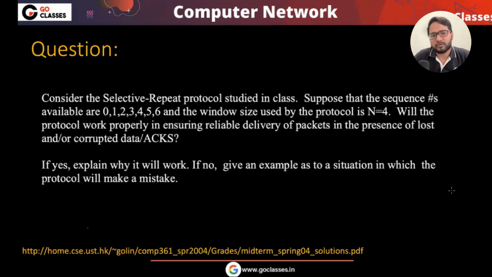Now let's just solve this question. This question is saying, consider the selective repeat protocol studied in class. Okay. Suppose that the sequence numbers available are 0, 1, 2, 3, 4, 5, 6, and the window size used by the protocol is N equal to 4. Now, will the protocol work properly in this case? What do you think? If the sequence numbers are this and you are sending 0, 1, 2, 3, will the protocol work in this case?